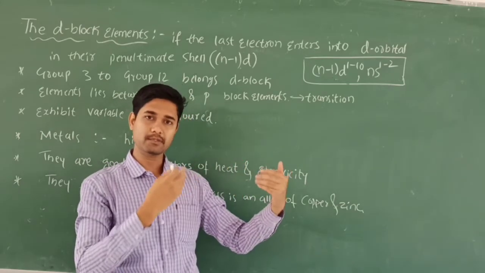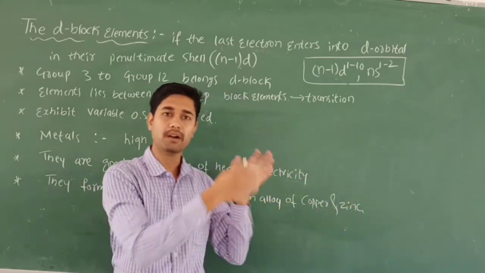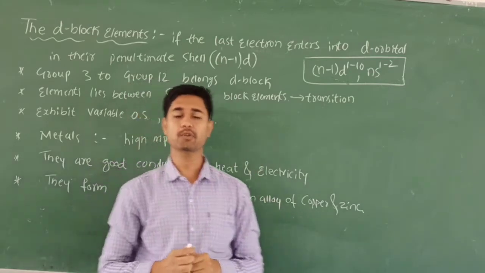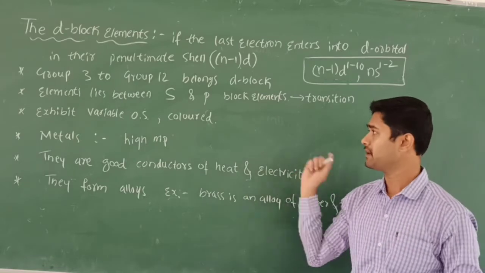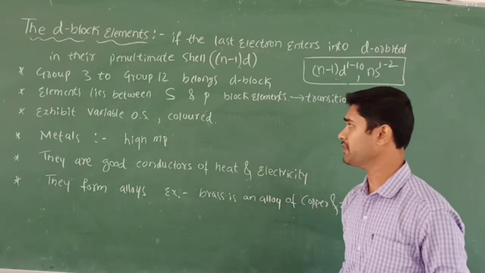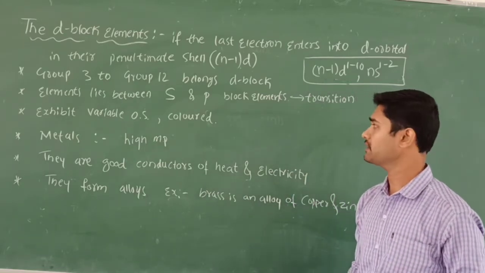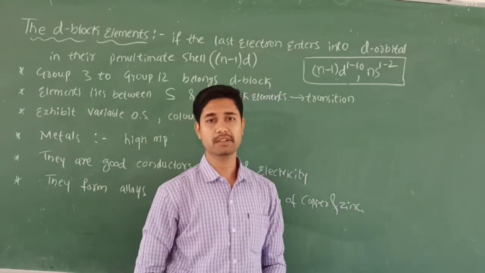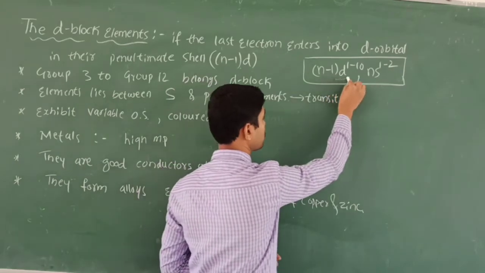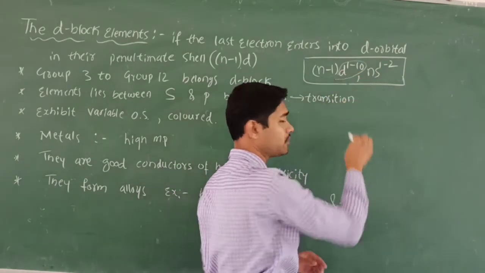So in between the s block elements and p block elements, what elements are placed? They are called the d block elements, also called the transition elements. They exhibit variable oxidation states, and they are also colored. You know they exhibit variable oxidation state because of this configuration, because you are going to enter the electron in this orbital, 1 to 10.